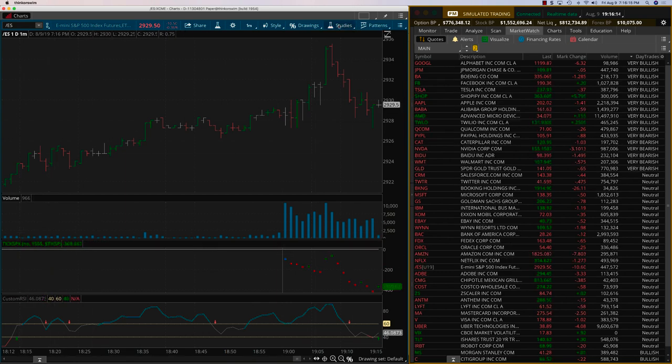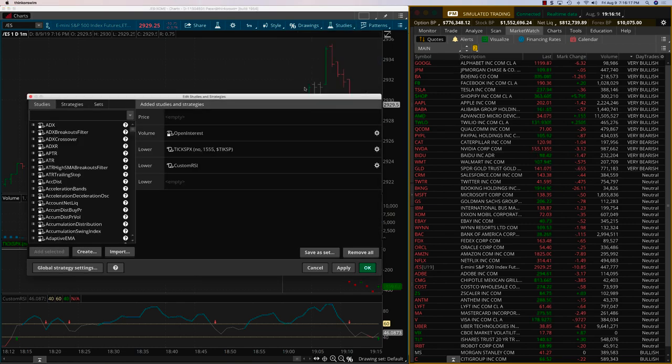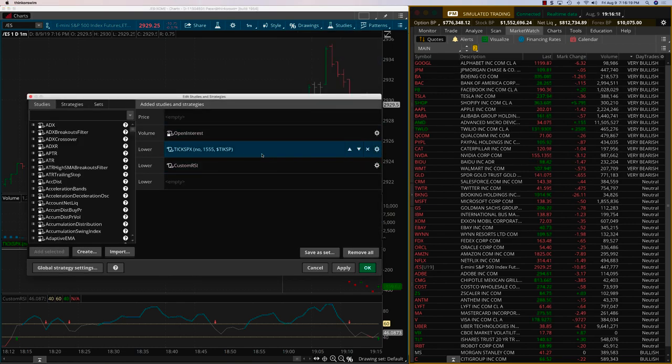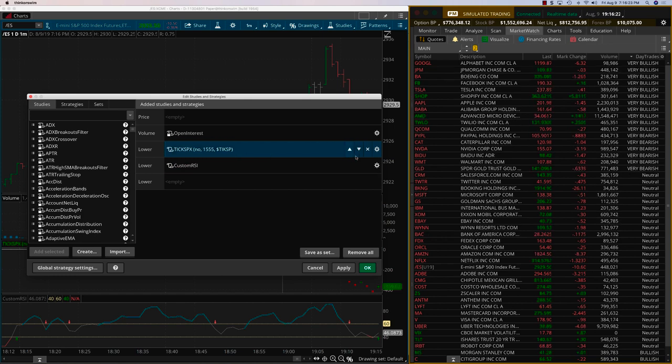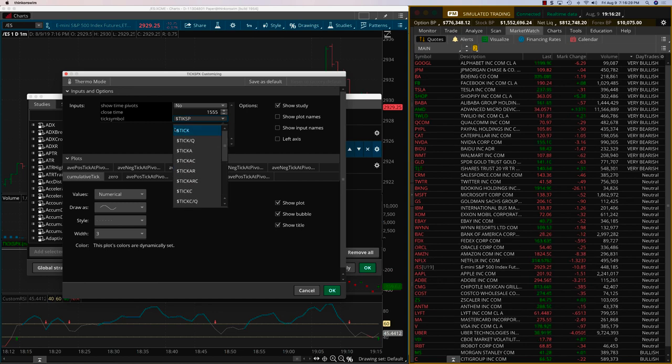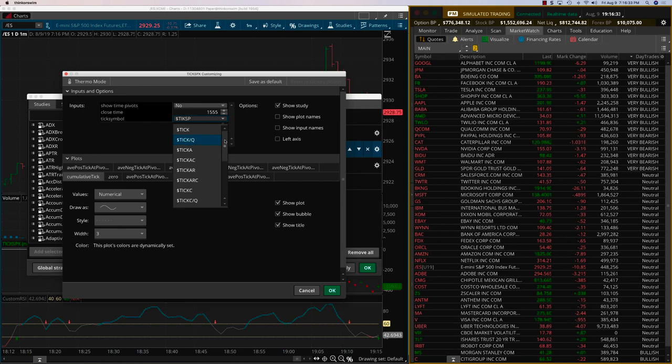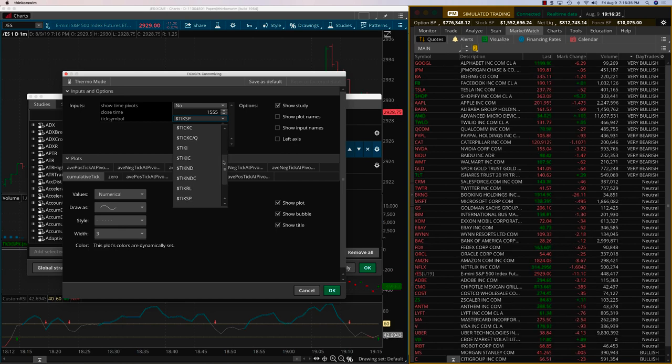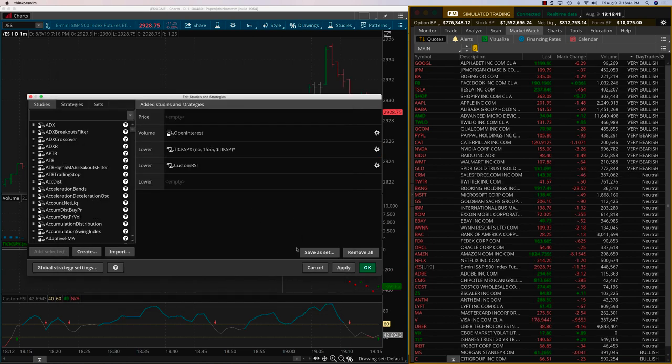Now, let me show you the study itself. You can come to the study. This is the study. This is only if you have the algo. You can come here, and instead of the tick SP, you can do just the tick, which is the New York Stock Exchange. You can do the tick Q, which is the NASDAQ, and then the tick RL is the Russell. And then the tick SP, of course, is the S&P. But that's available only if you get the algo.